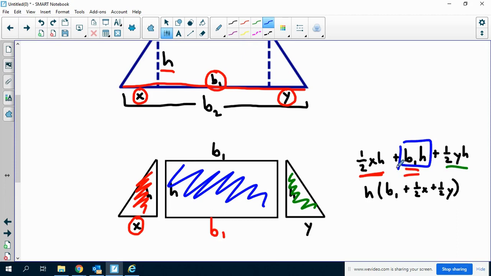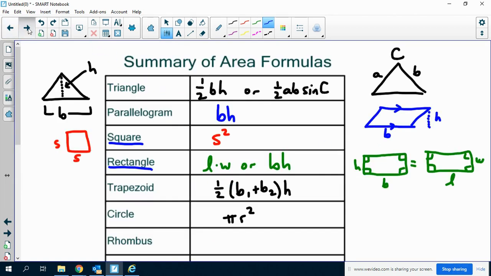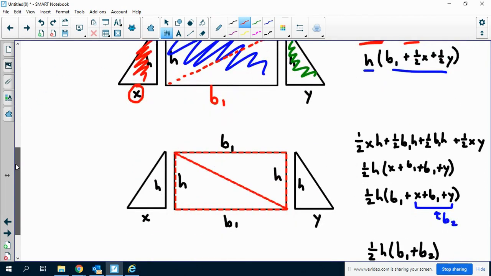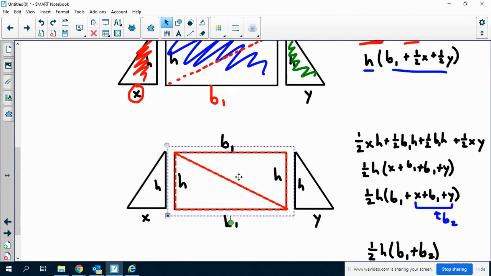Now, I noticed that there was an H in all 3 of them. So with algebra, I can factor out an H. But this is still not really that helpful. I mean, that doesn't get me to the formula that we had on the previous page. So what I notice is I can actually take this rectangle and cut that into 2 triangles also. So what I'm going to do is take that rectangle and cut it into 2 triangles.